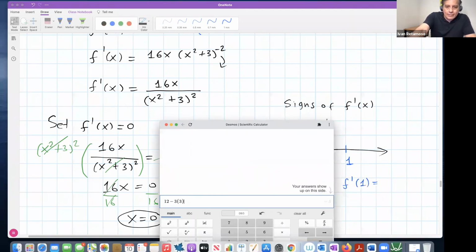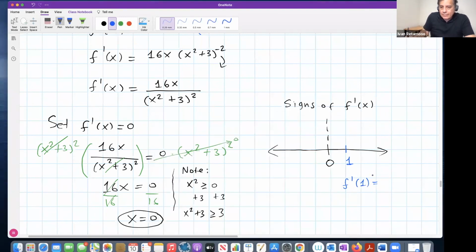So say 16 times, what really matters is the sign at this point, divided by 1 squared plus 3, all squared, 1. The whole thing is positive. So what matters? Positive is the derivative here.